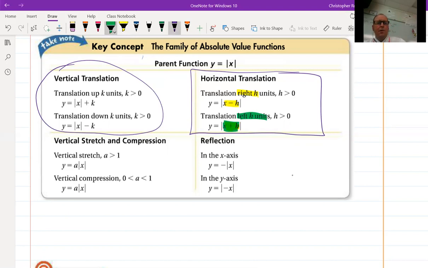So this is what I normally talk to you guys about in class, is if it's inside, it's going to be left or right, but it's going to be opposite. Okay, now the reason being is if we go to solve it, we'd be solving x minus h, and we add it to the other side. So that's the reasoning on why it happens. But as far as just making these translations today, that's all we really need to know about it.